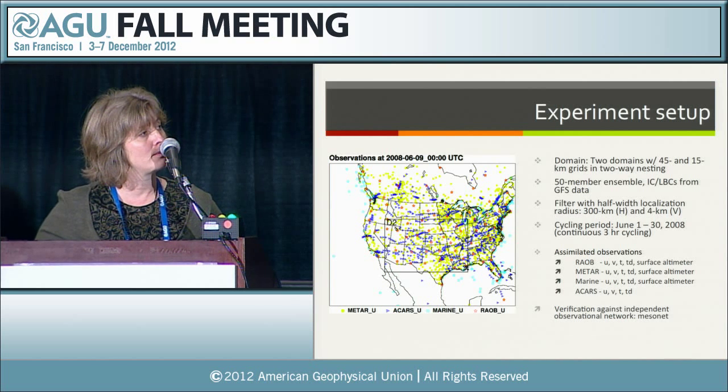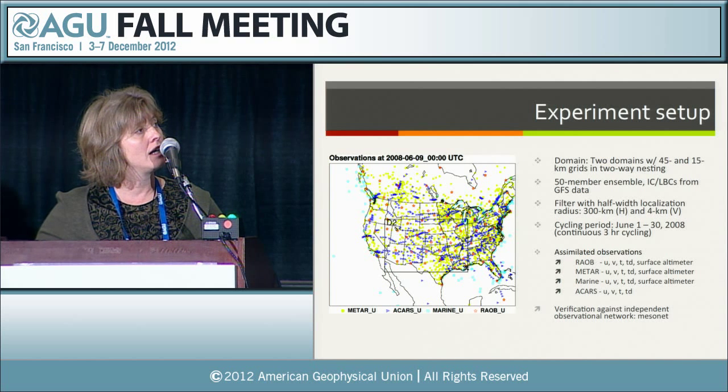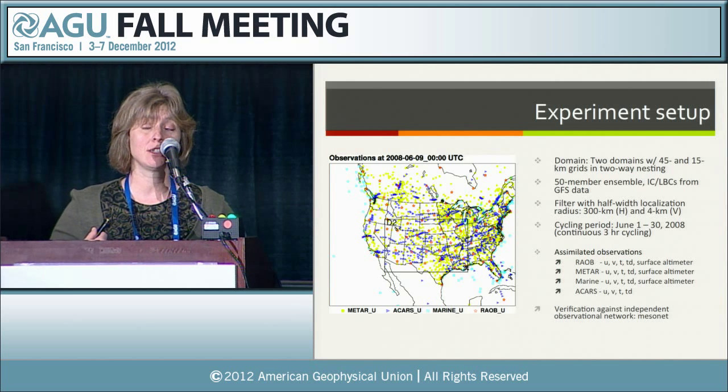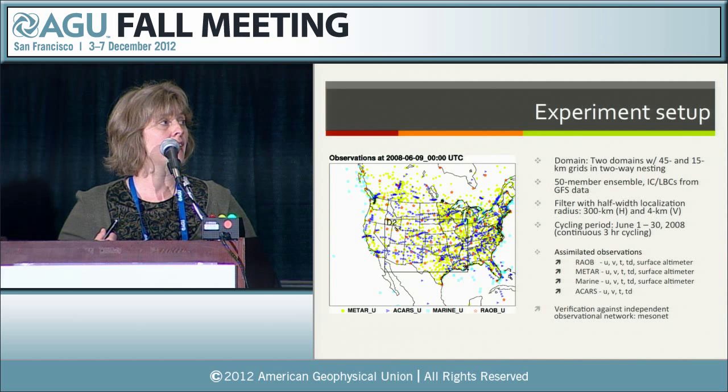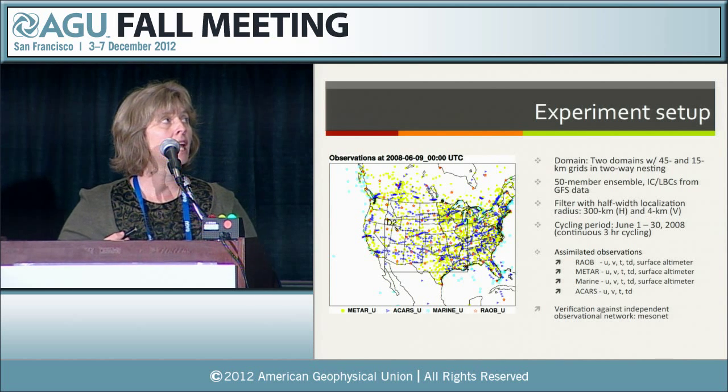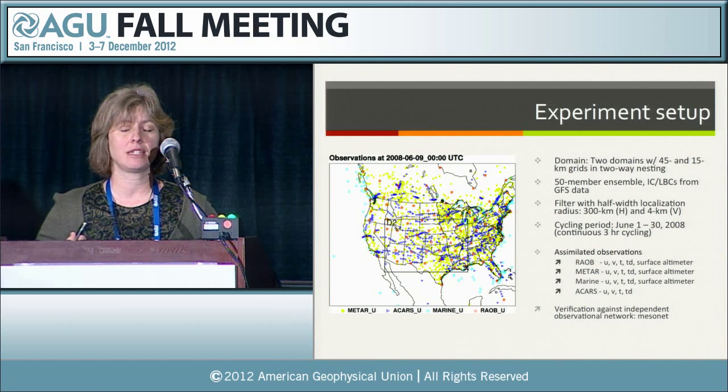The assimilated observations are shown here. It's RAOB, METAR, Marine, and ACARS data. And so when we do the verification of our analysis and our prior, we will actually verify against an independent, non-assimilated data source. In this case, we use the Mesonet network.